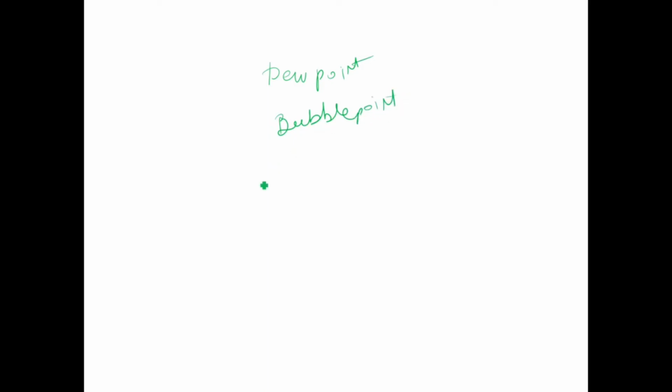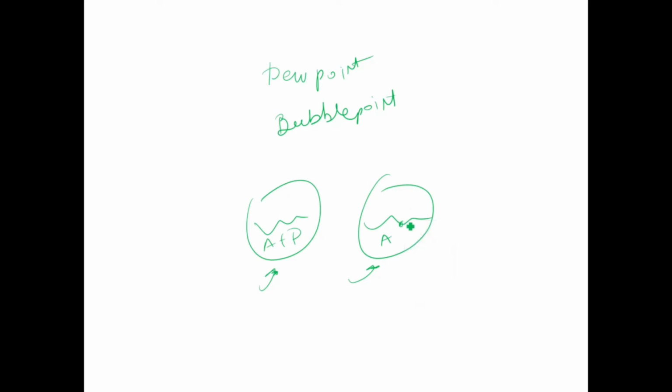Imagine you have a fluid mixture A plus B, and you're heating it. Or maybe just a pure component, say A. You just heat it. The first temperature where you see the first bubble is called the bubble point.